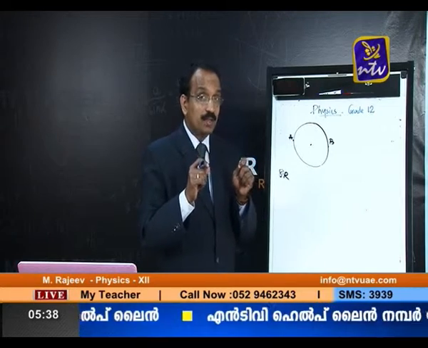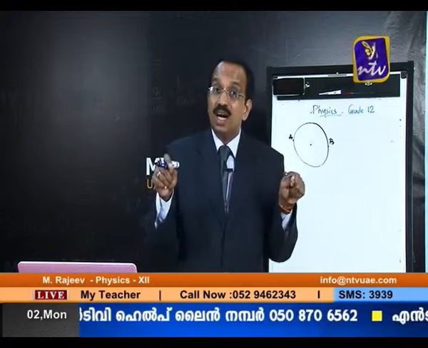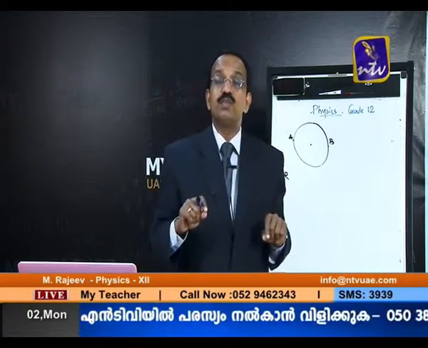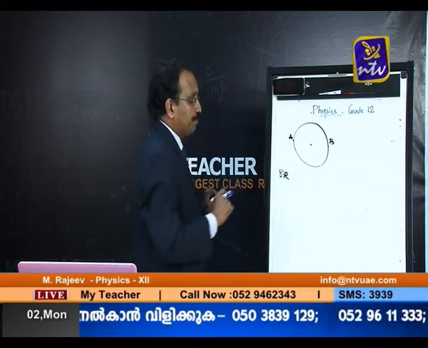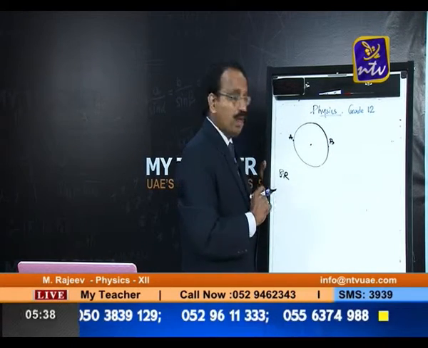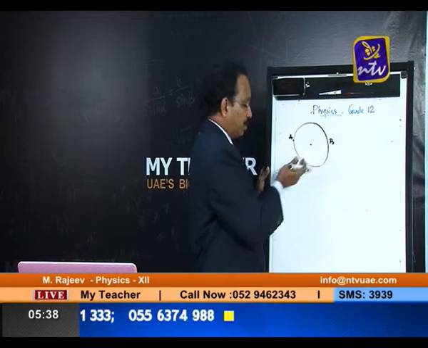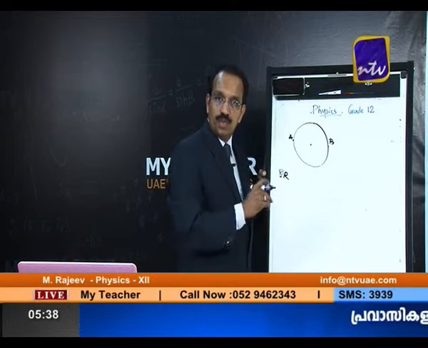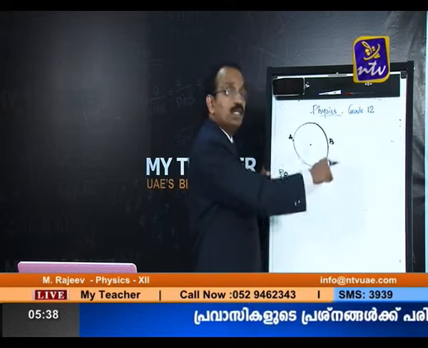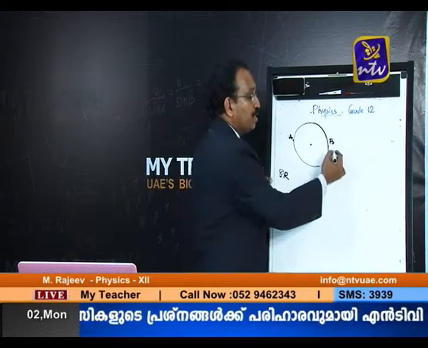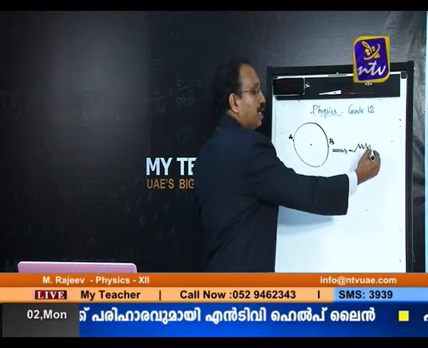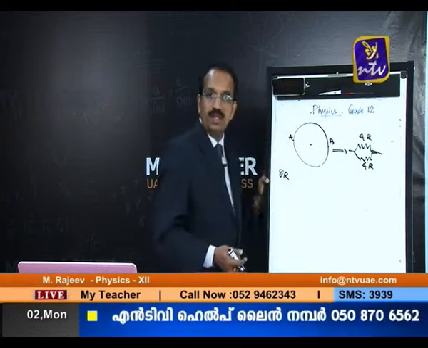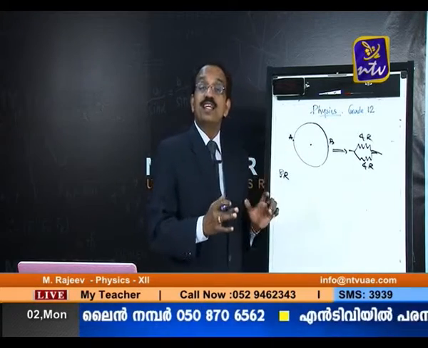Once again, the question: a wire of resistance 8R is bent into the form of a circle. What will be the effective resistance between the ends of its diameter? The diameter will divide the circle into two equal halves. So this part is 4R, and this part is 4R. We can redraw this diagram as one resistance 4R and a second resistance also 4R, connected in parallel.